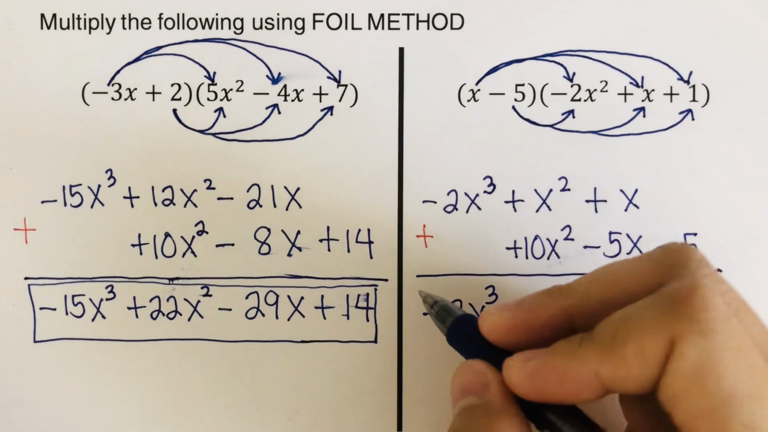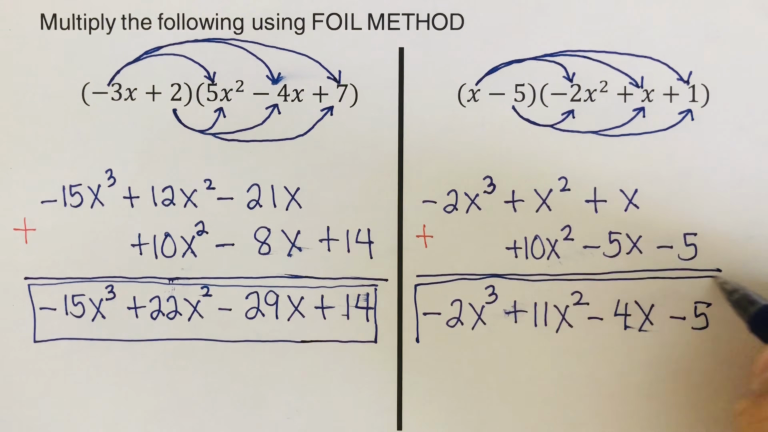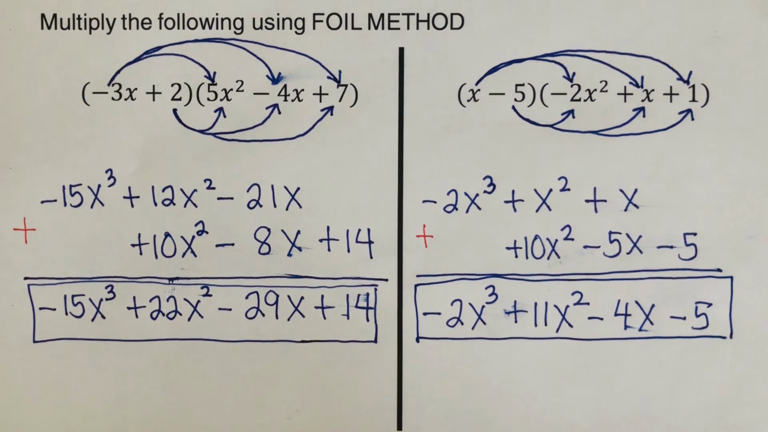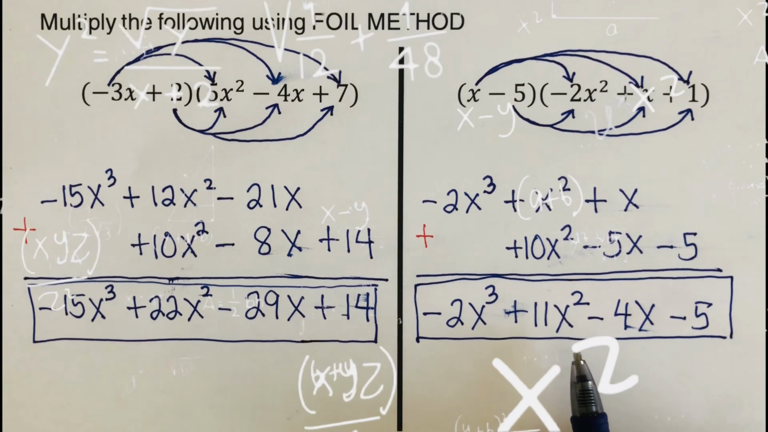So this is the product of this binomial and this trinomial multiplied together. Did you get the same answer as this?